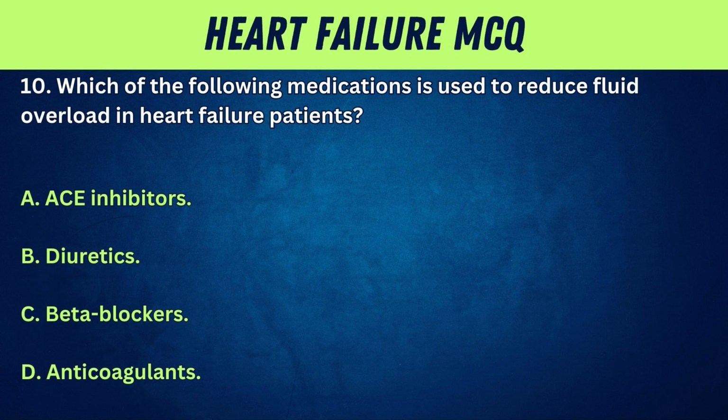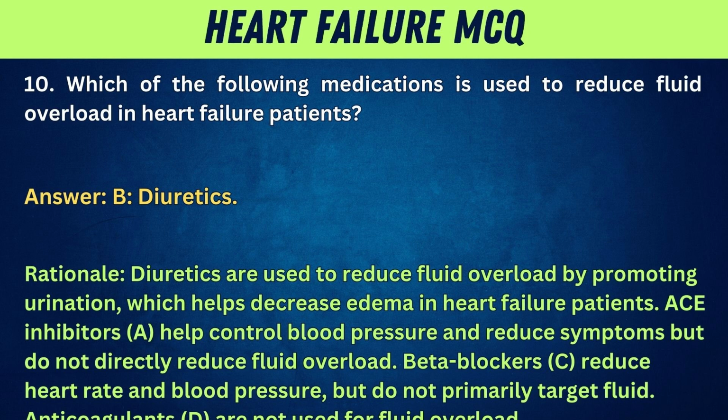10. Which of the following medications is used to reduce fluid overload in heart failure patients? A. ACE inhibitors. B. Diuretics. C. Beta blockers. D. Anticoagulants. Answer: B. Diuretics. Rationale: diuretics are used to reduce fluid overload by promoting urination, which helps decrease edema in heart failure patients.